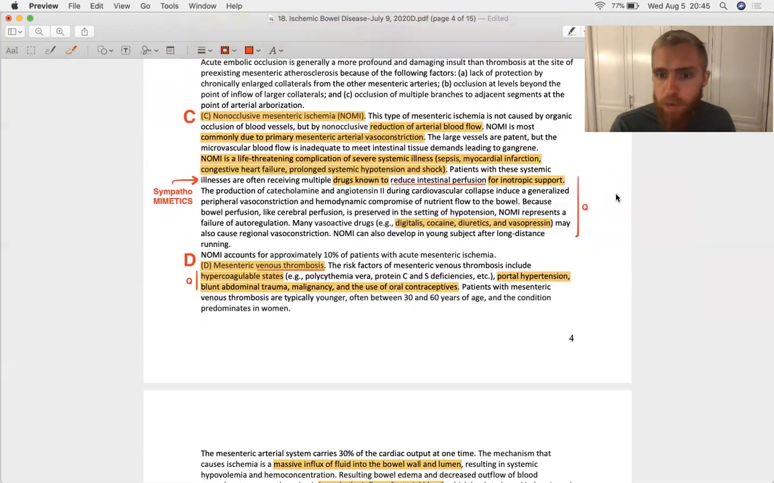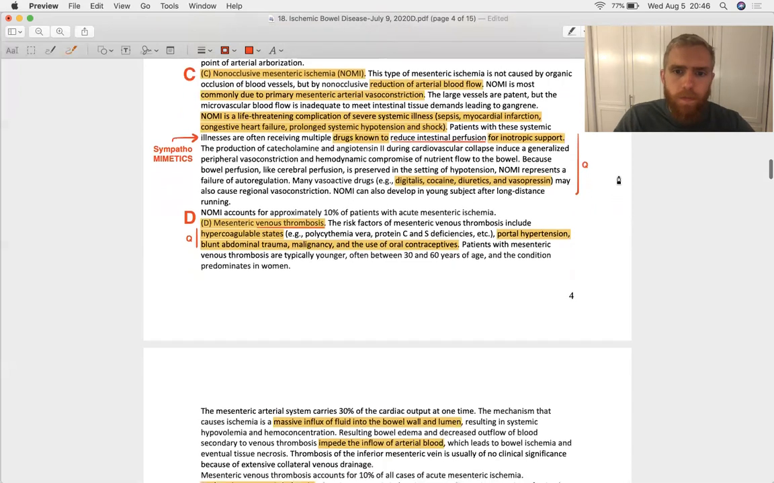And then the SDL does mention a couple more. Digitalis, what drug is that? Digoxin. When do we give that? Heart failure. Cocaine, when do we give that? Psych. Diuretics and vasopressin, vasopressor agonists, receptor agonists, can also cause regional vasoconstriction. So I feel like that's got my radar going off, that's for sure, in terms of test questions.